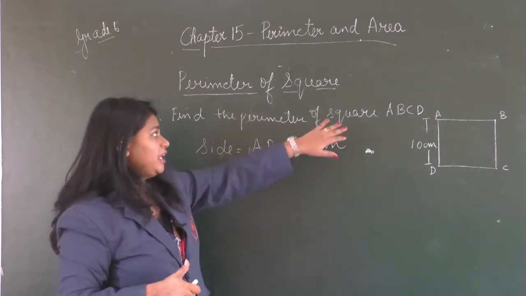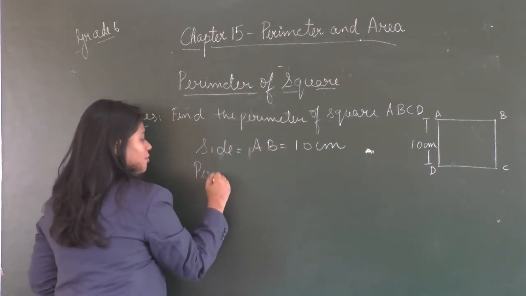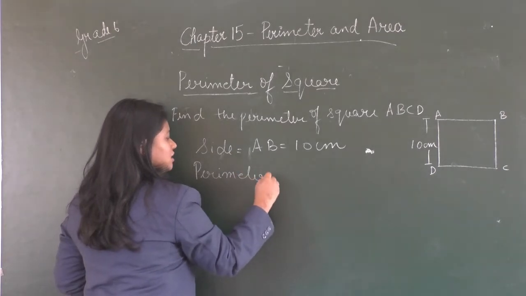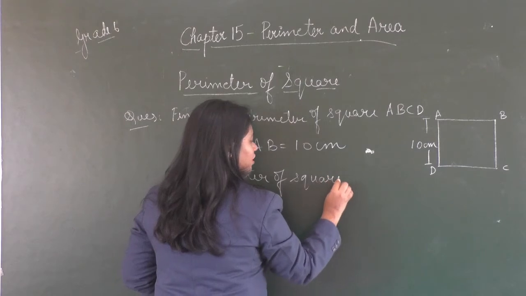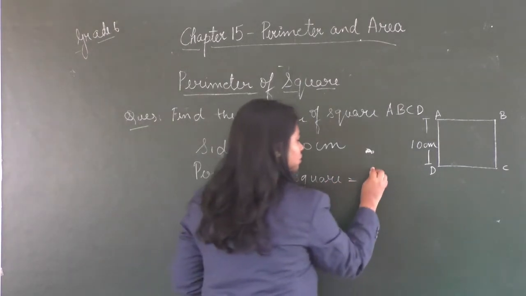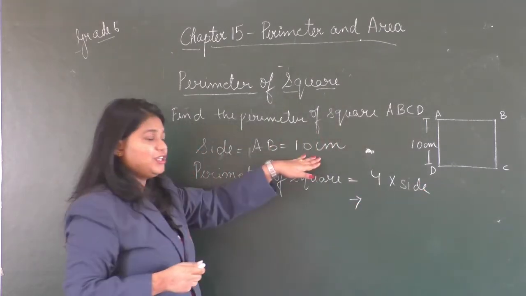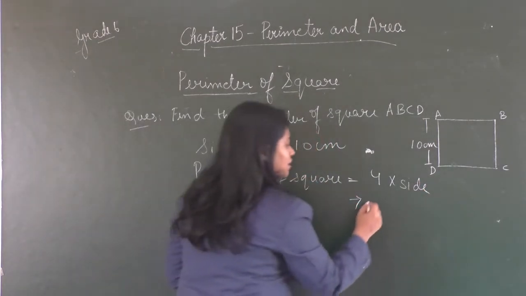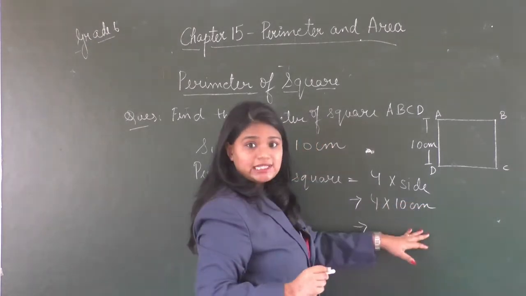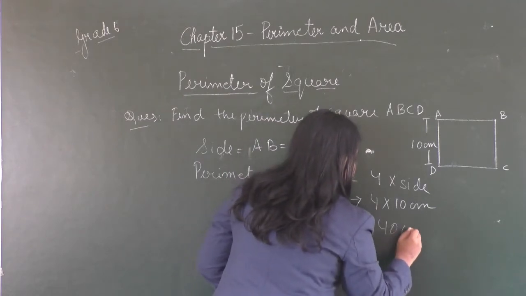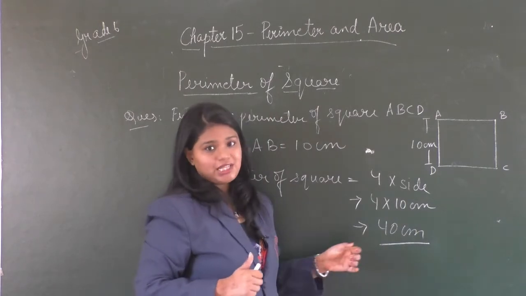We know the formula for perimeter of a square, that is 4 into side. So I will write the formula. Perimeter of square is equal to 4 into side. We have the value for side, that is 10. So let's substitute 4 into 10 centimeter, that is 4 tens are 40. So we got the perimeter for the square ABCD as 40 centimeter.